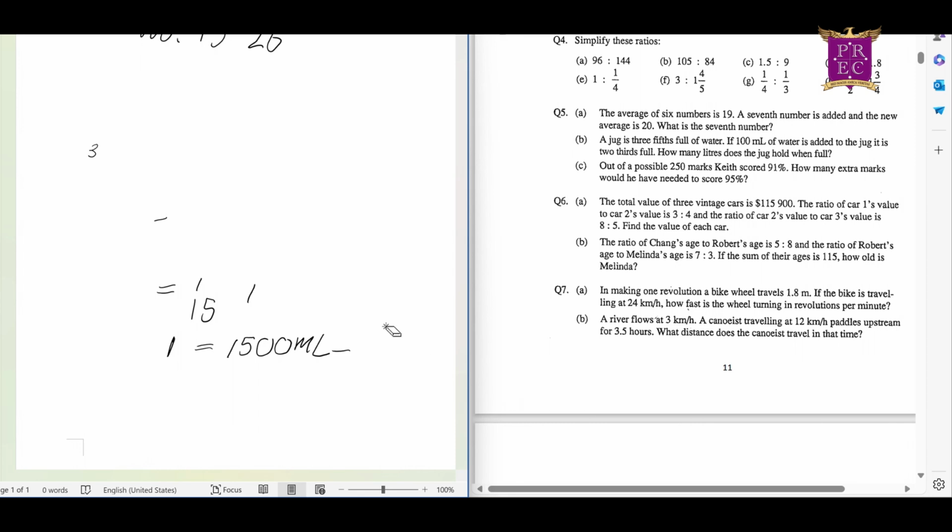Alrighty, I'll just quickly erase this so that we can do question 5c. Out of a possible 250 marks, Keith scored 91%.